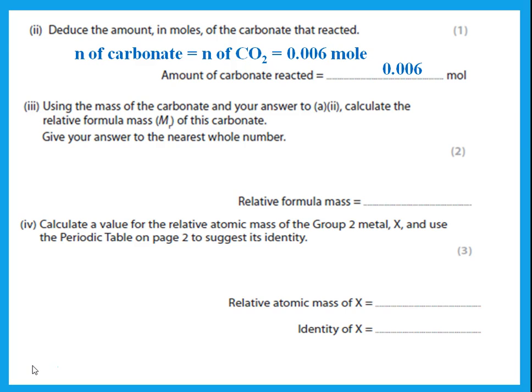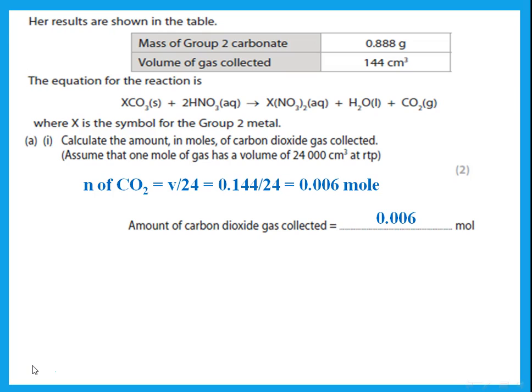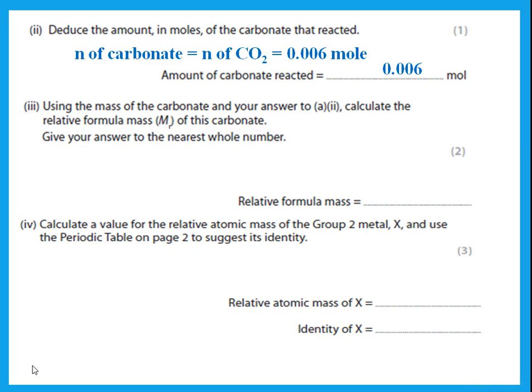Using the mass of carbonate, which he gives in the table, and your answer to this, calculate the relative molecular mass. So you have a mass of carbonate. Can you remember what the mass of carbonate was? The mass of carbonate was 0.888 grams. Okay, so the mass of the carbonate divided by the number of moles should give me the MR. So I find that the MR of this compound is 148. So this is the compound as a whole.